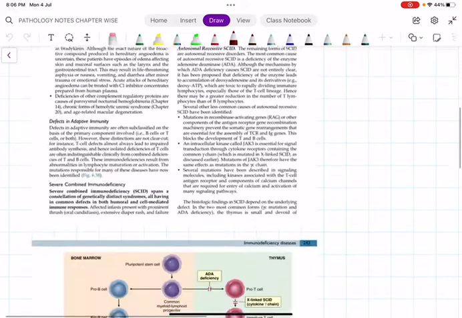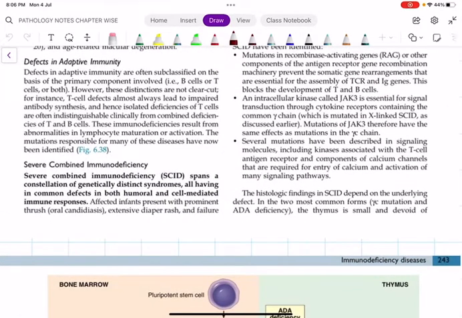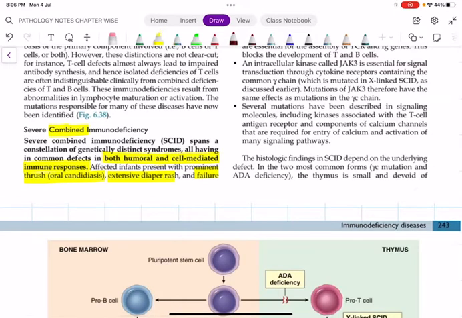So without wasting time, let me explain what severe combined immunodeficiency is. As its name suggests, it is a severe combined immunodeficiency. What is combined? Both the humoral as well as cell-mediated immune responses are affected. Very young infants are affected with this. They will have extensive diaper rash, oral candidiasis, and failure to thrive. These are the characteristic features. That is why severe combined immunodeficiency syndrome is also called bubble baby syndrome.